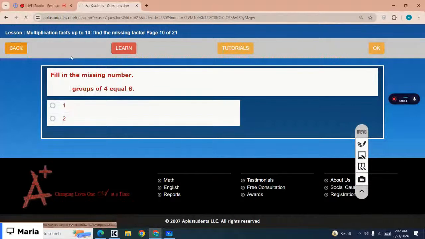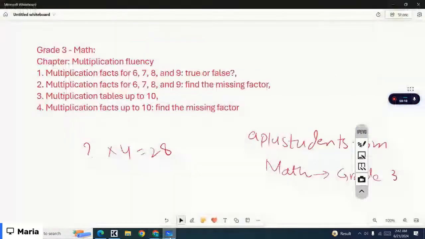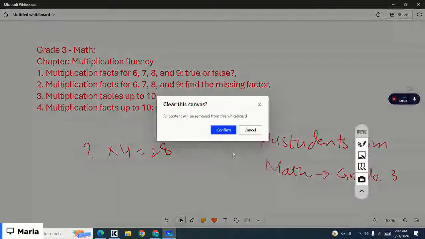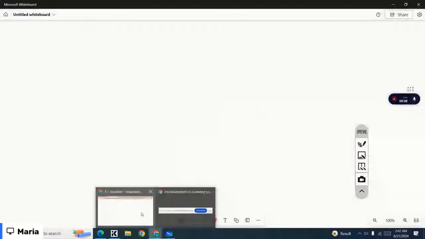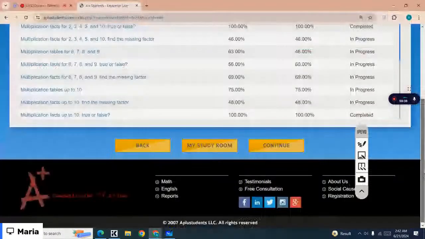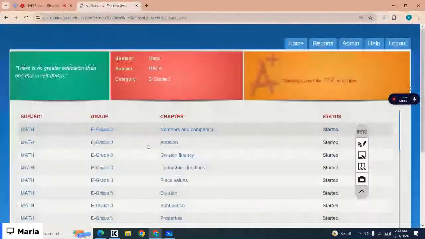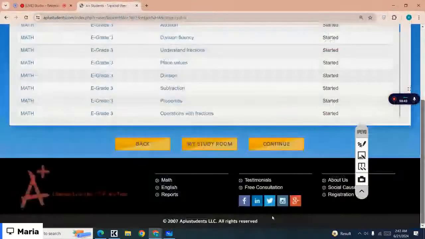So we were working on grade 3 math. The chapter we were working on is multiplication fluency. The lessons we have covered today are multiplication facts for 6, 7, 8, and 9, true or false. Multiplication facts for 6, 7, 8, and 9, find the missing factor. Multiplication tables up to 10. Multiplication facts up to 10, find the missing number. So please make sure before the next session you complete all the practice questions for the lessons we just did. That is your homework until next session, right?